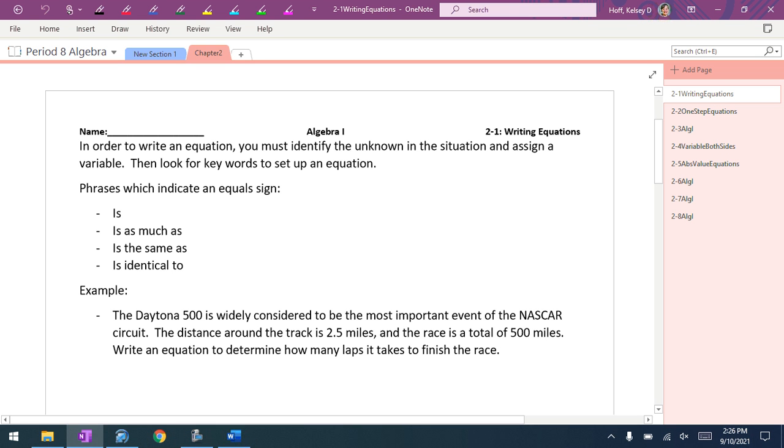Pretty much a review here. You're going to go like, this is not much different than what we did the other day. Instead of writing expressions, we're going to write equations. Difference between the two? Equal signs. So today we're going to start putting equal signs.